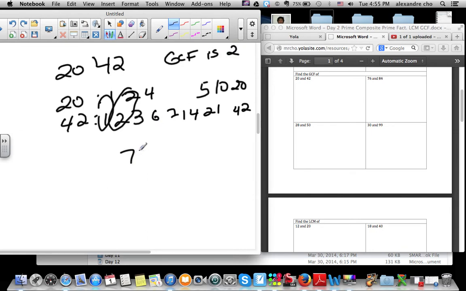76 and 84 is the next one. Okay, the numbers are big, so I'm not going to list them, because the bigger the numbers, the more factors probably has, most of the times, or quite often. So I'm going to do the slide method.